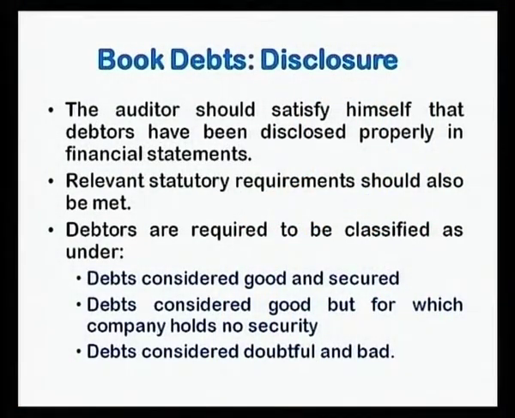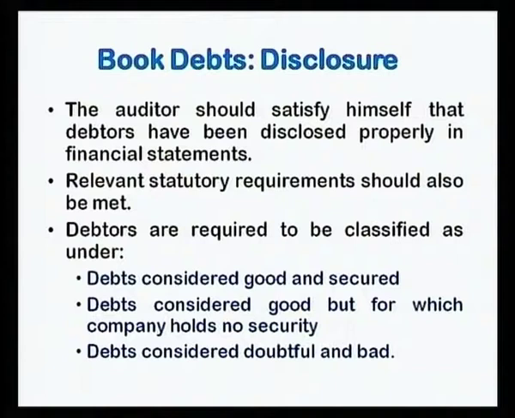Now, how do the book debts have to be disclosed? The disclosure requirements will involve that the auditor should satisfy himself that debtors have been disclosed properly in the financial statement. Relevant statutory requirements should also be met. Debtors are required to be classified as debts considered good and secured, debts considered good but for which the company holds no security, and debts considered doubtful and bad.